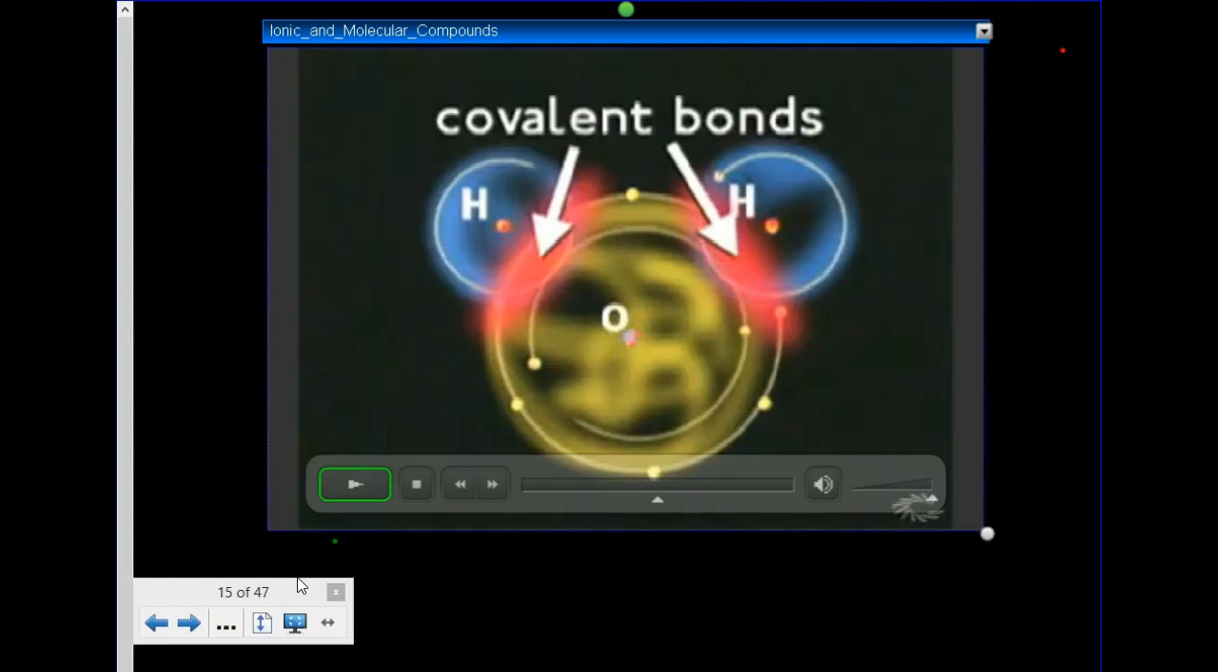Valence is the electrons that are in the last level of an orbit. Hydrogen only has one orbit, so it's automatically the last one. With oxygen, these electrons here are the ones that are going to be shared. Any suggestions why it's the last set of electrons that are being shared?